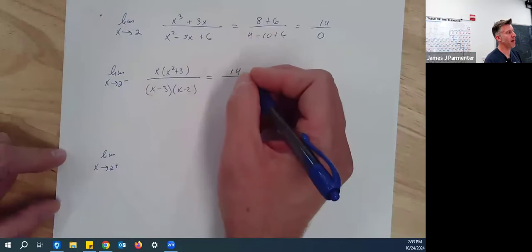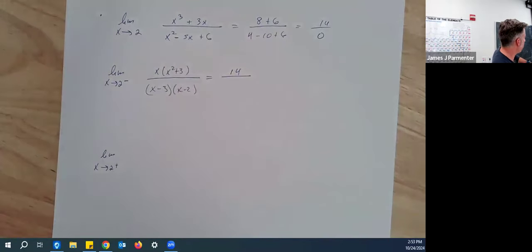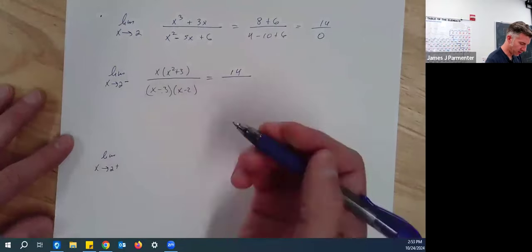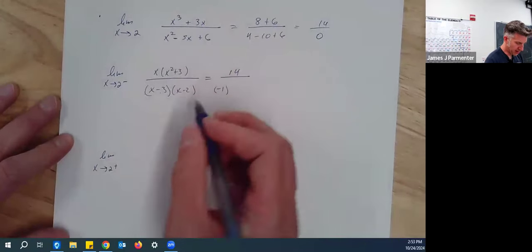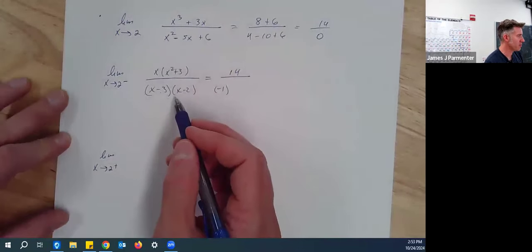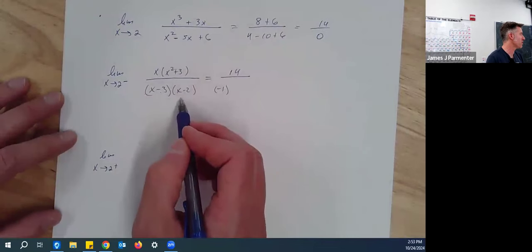Now here is where the magic happens. Plugging into the bottom, 2 minus 3 is negative 1. And a number a little bit smaller than 2 minus 2 is a little bit positive or a little bit negative.